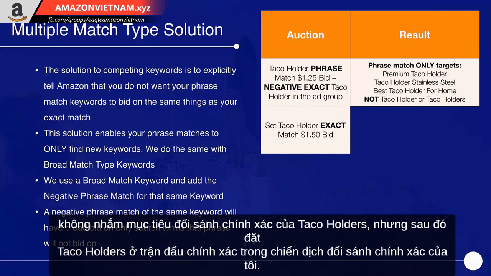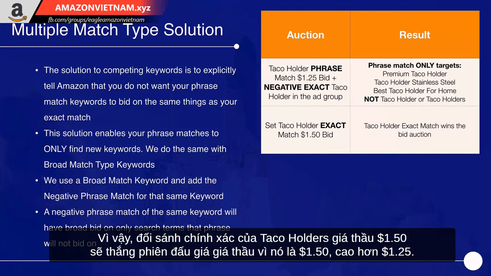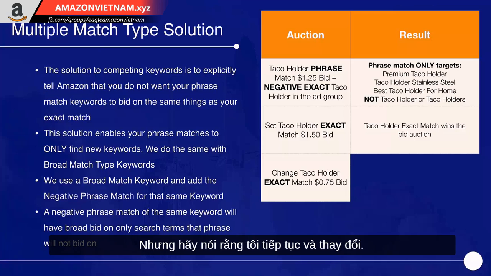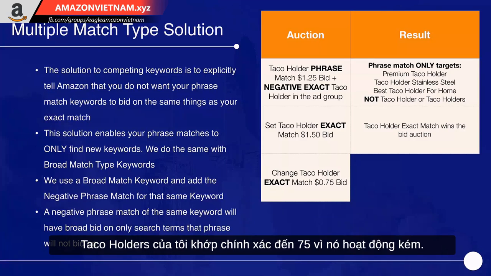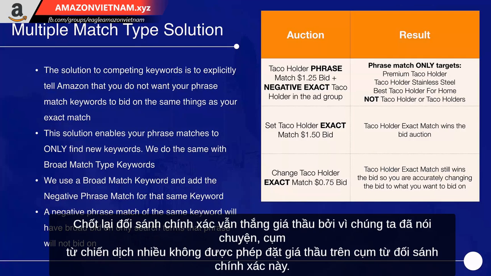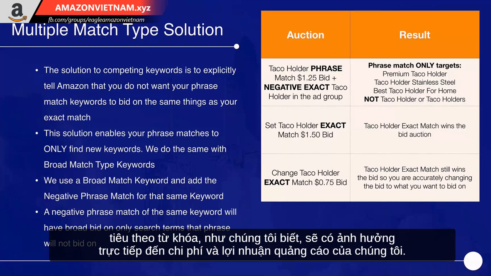I then set taco holder exact match within my exact match campaign to a $1.50 bid. Taco holder exact match wins the bid auction because it's $1.50, which is more than $1.25. But let's say I go ahead and change my taco holder exact match to 75 cents because it was performing poorly. Taco holder exact match still wins the bid because we've told the phrase match campaign it's not allowed to bid on this exact match term, and this means we're accurately changing the bid and the bids we want to set within our keyword targeting, which, as we know, will have a direct effect on our ACOS and profitability of our advertising.